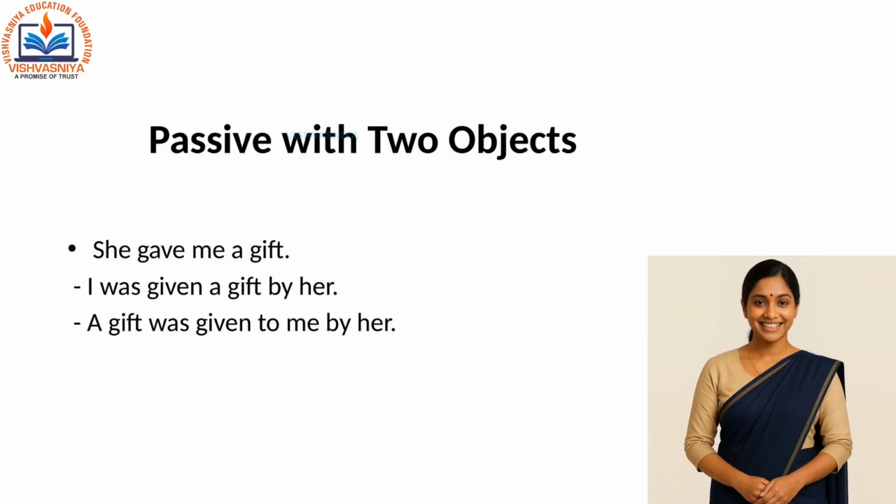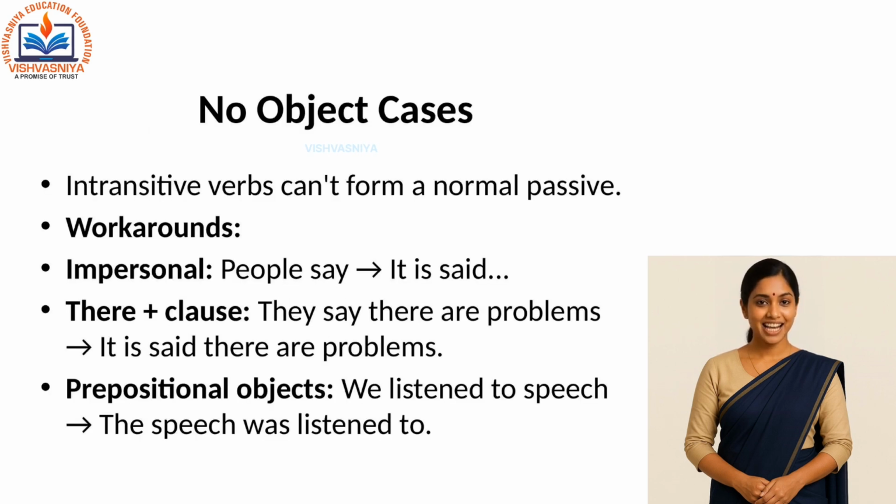Madam, may I ask a question? Can we have two correct passive forms for the same sentence? Yes, sure. If a verb has two objects, either can become the subject. For example, she gave me a gift can become I was given a gift or a gift was given to me.